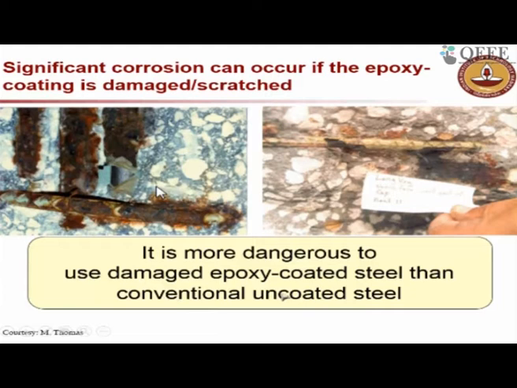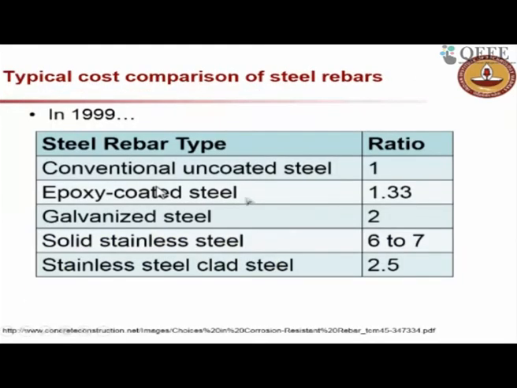So the takeaway here is it's more dangerous to use a damaged epoxy coated steel than conventional uncoated steel. The point is, if you did not have epoxy coating here, you wouldn't have this localized corrosion happening, or there is no chance of underfilm corrosion. So it's very prone to corrosion when you have a damaged epoxy coated bar. Now we talked about different types of steel.